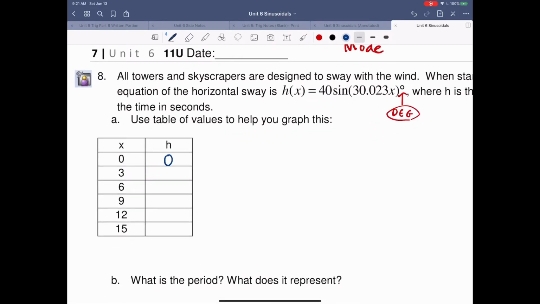So going from there, we plug in 3, I'm getting 40, and then 0, negative 40. Take pauses throughout the video and make sure you're getting these values. And so these are the values that I'm getting.